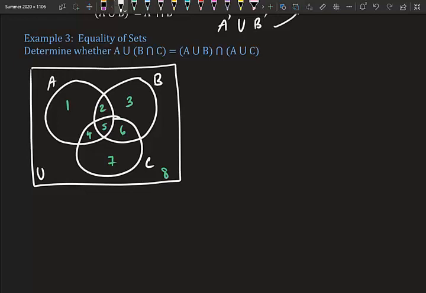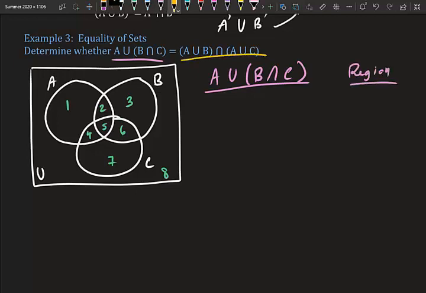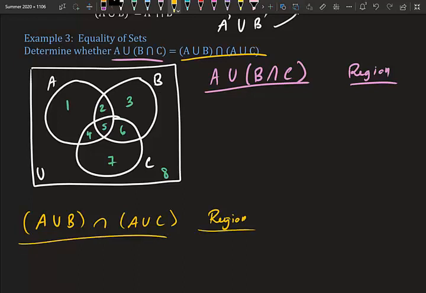All right, so we're going to separate each side. So we have A union B intersection C. We're going to figure out the region of that. And then we're going to do the same thing to our right side. All right, let's break this up individually. So we first have A, then we have B intersection C, then we want to bring it all together with a union.